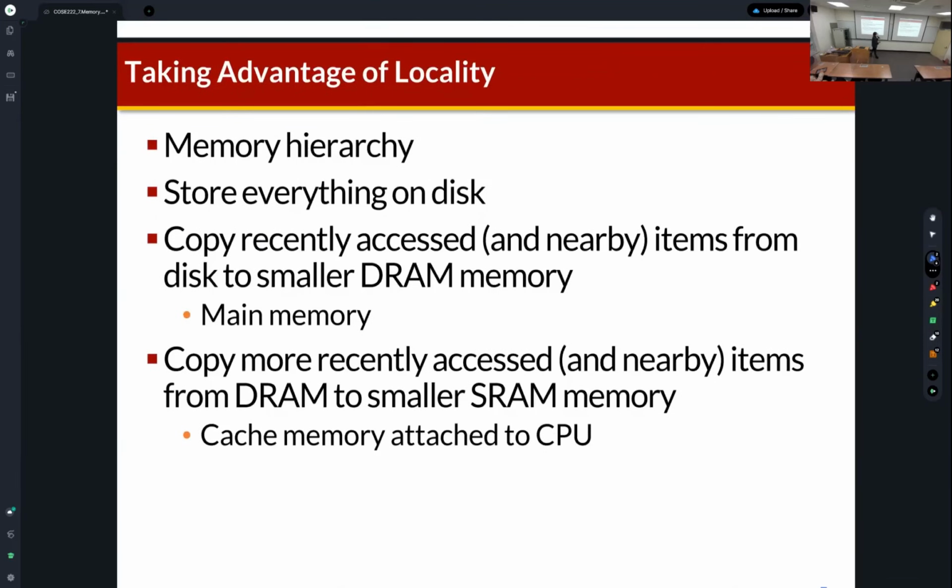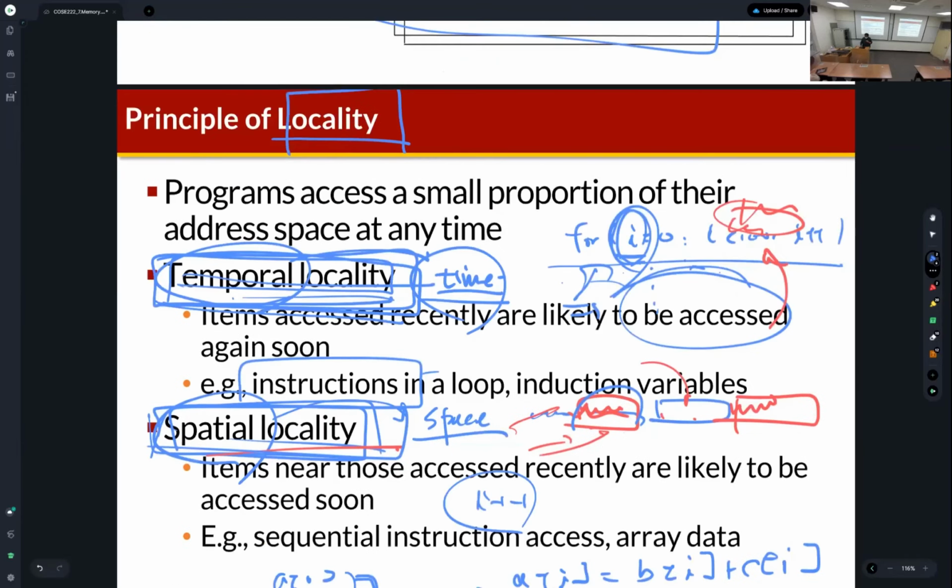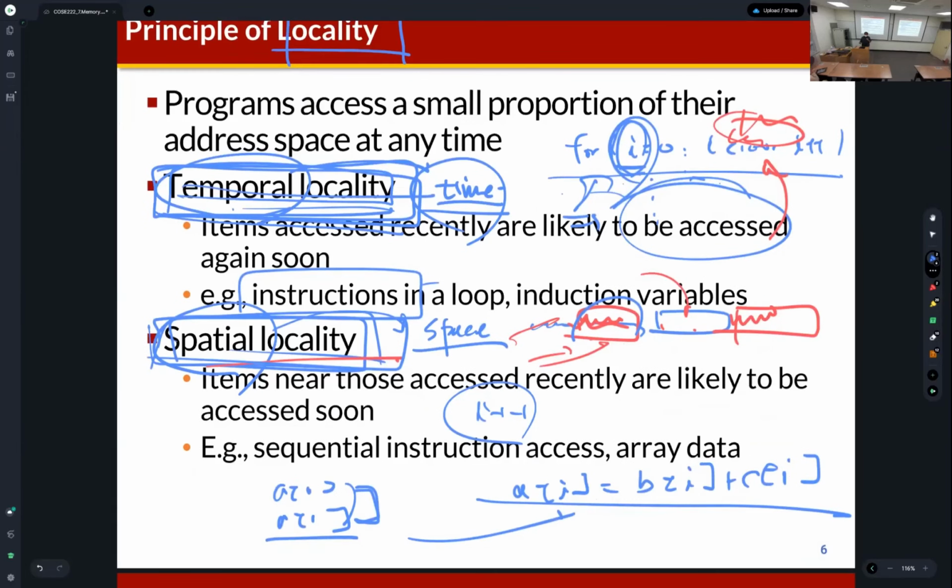The memory hierarchy exploits the temporal and spatial locality observed in our normal programs. This locality is frequently observed. But as I explained, you can think that it is obvious.